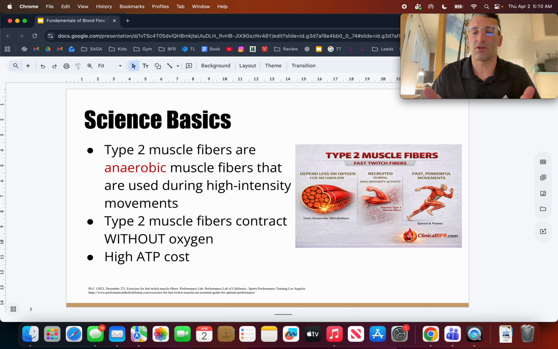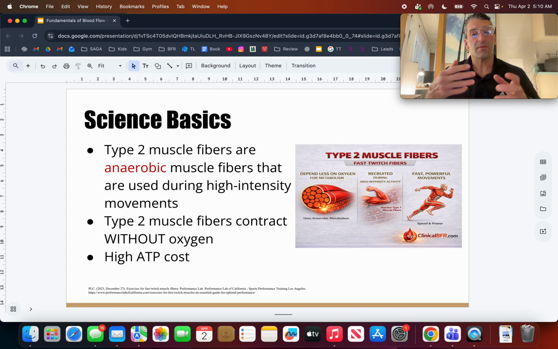Type 2 muscle fibers, we're thinking speed, fast, explosive movements. Olympic weightlifters. A football player is going to be predominantly type 2 muscle fibers, right? Fast, explosive, powerful. They're anaerobic, which means they contract without oxygen. They don't need oxygen in the environment in order to contract, so they have a much higher ATP cost. They also produce more metabolic byproducts through their contractions.